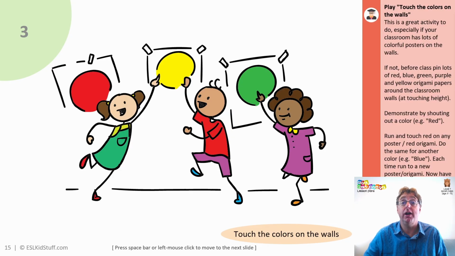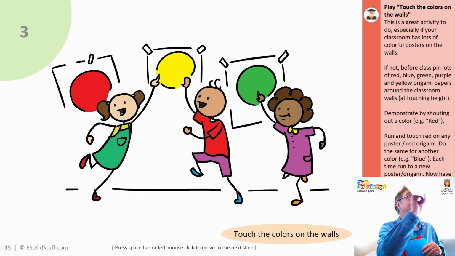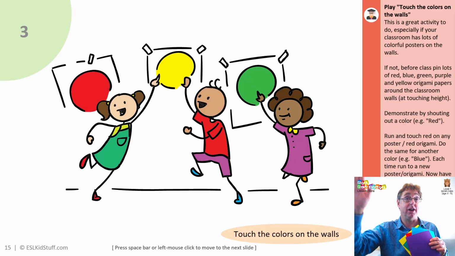Now, if you're lucky enough to have a lot of colourful posters all around the classroom walls, you can just use those. You'll be shouting out the different colours for the students to run and touch. If not, then you've already got your coloured cards or coloured origami sheets, and you're going to stick each one to a wall. So take the first one, elicit the colour. What colour is this? Elicit purple, and stick it on the wall. And go around to different walls and stick them round. Make sure they're high enough for students to be able to touch.